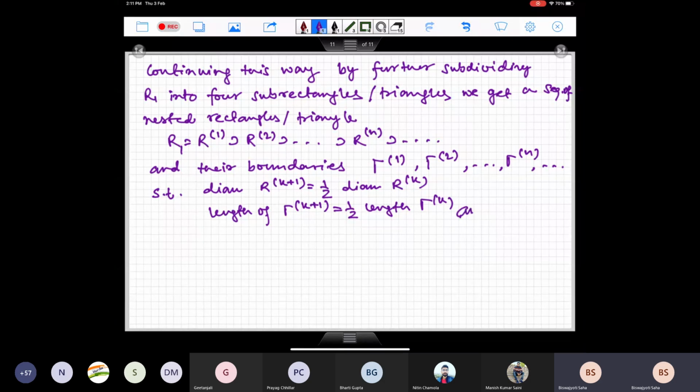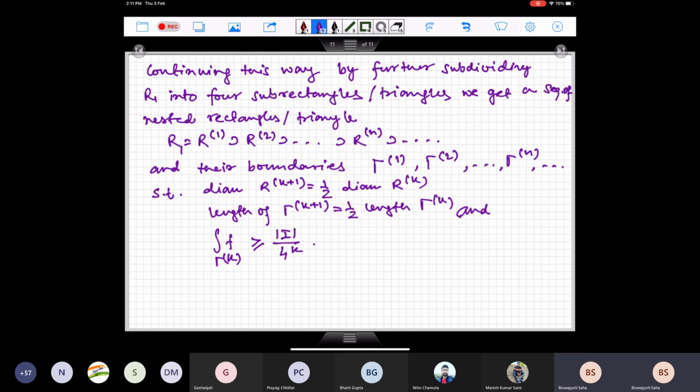And moreover, if I take the integral of f over gamma k, if I take k equal to 1, I should get mod I divided by 4. So this is bigger than or equal to mod I divided by 4 to the power k. Tell me if you agree to this or not, whatever I have written. Yes, Abhishek, I can't hear properly.